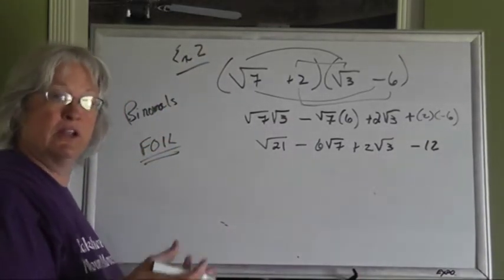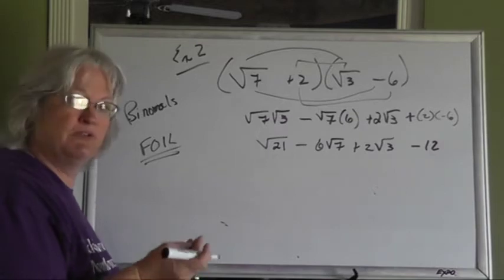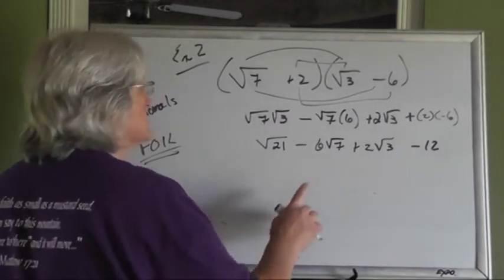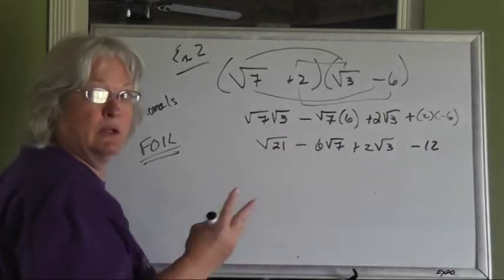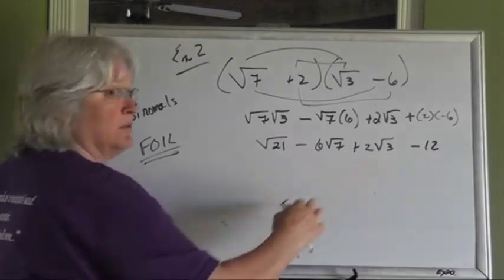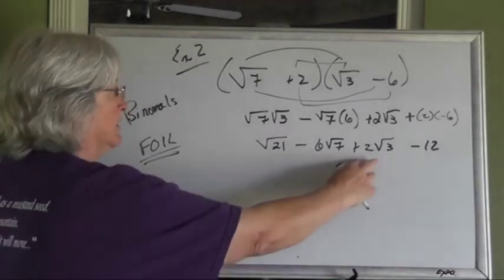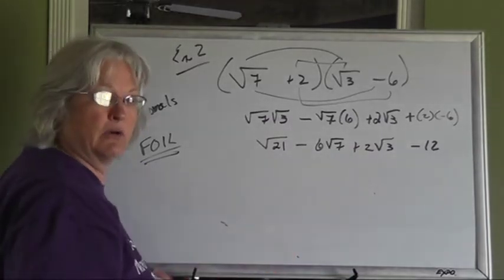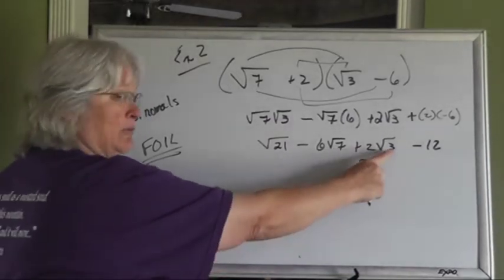Now, is there anything that we can do to simplify or reduce? Do we have any like factors? Like terms? Well, square root of 7, 7's a prime number. There's nothing you can do with that. Square root of 3 is also prime. Nothing you can do with that. Cannot combine these two center terms because these are not like radicals.